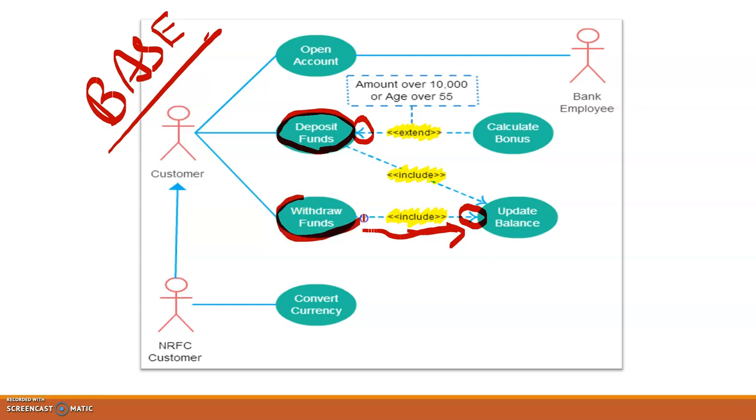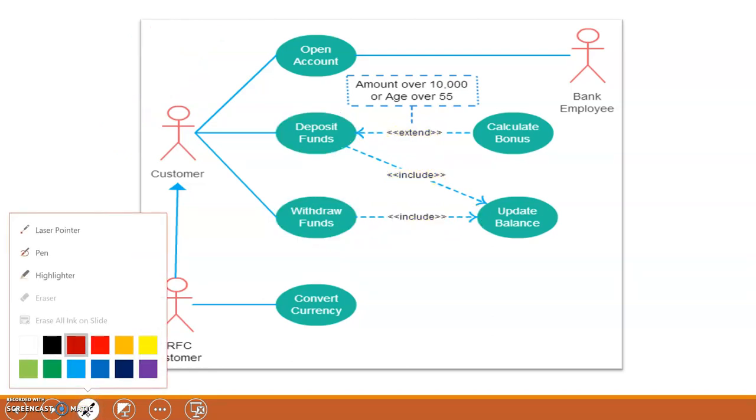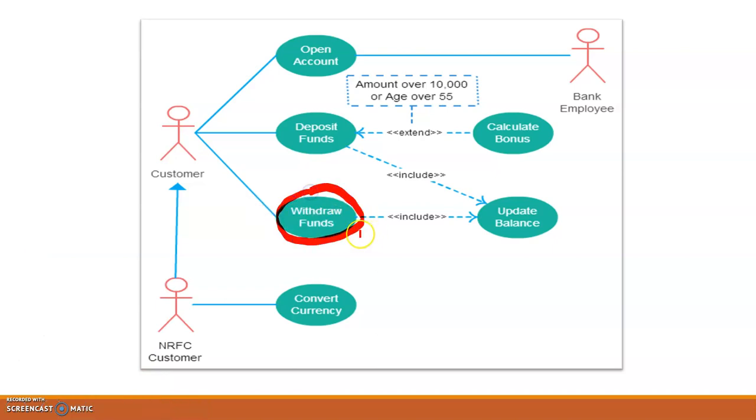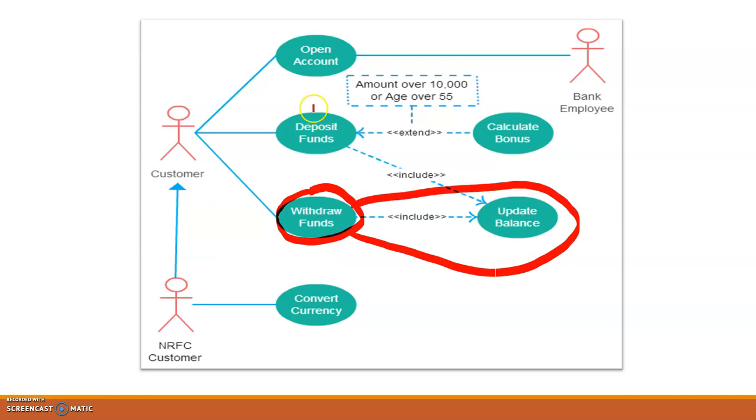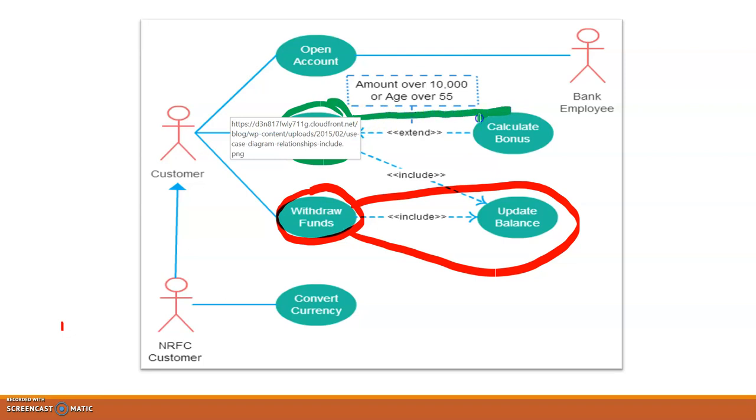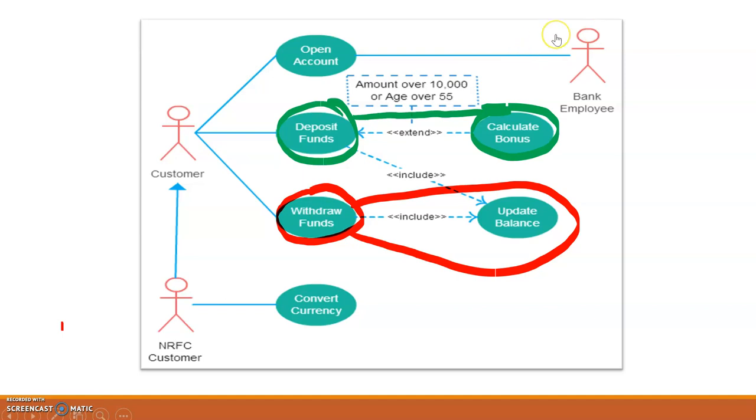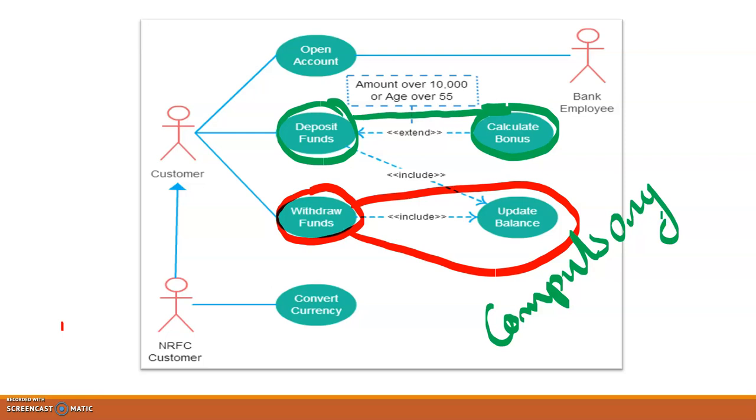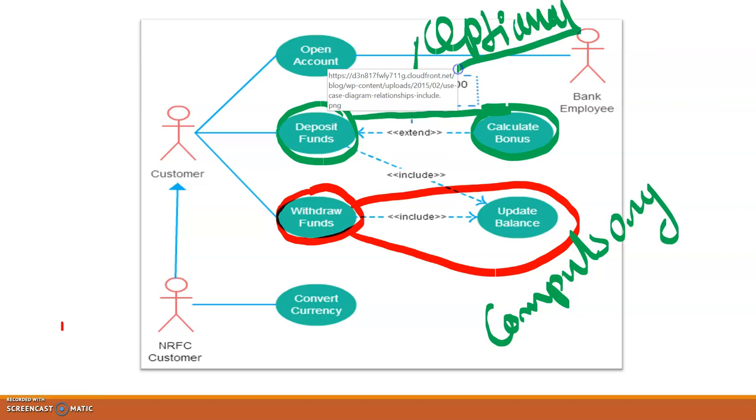So this is your base case, and this base case includes this, and this use case is extended to this. Another point you need to remember: this red portion, the include, is compulsory or mandatory, while extend is optional. Extend is optional, meaning if it is there you can use it, if it is not there you don't.